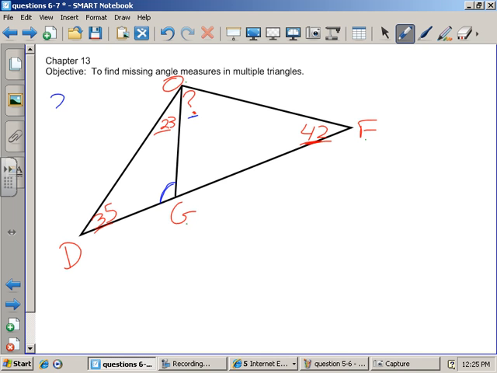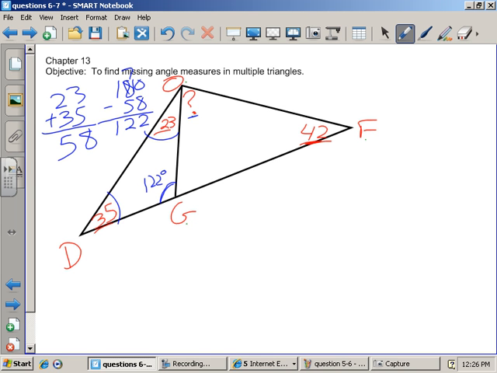I'll add up 23 and 35, and I get 58. So they together equal 58. I then take that 58 and I subtract it from 180 because I know that every triangle has to have 180 degrees, and I already used up these two. So now I'll subtract, and I get 122. So angle DGO equals 122 degrees.